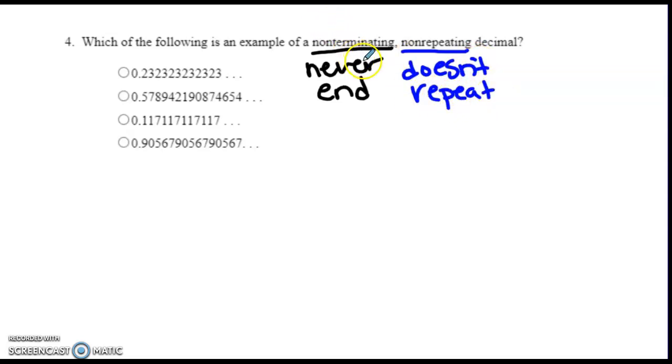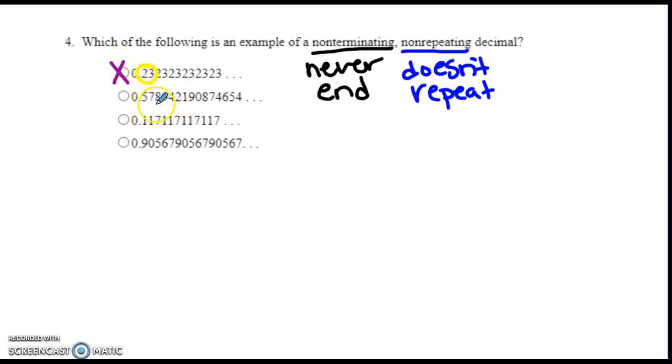So we're looking for a never-ending, not repeating decimal. So let's look down here. 0.23232323. Notice how the 23 keeps repeating over and over and over again? That one does repeat, so that's not our answer.